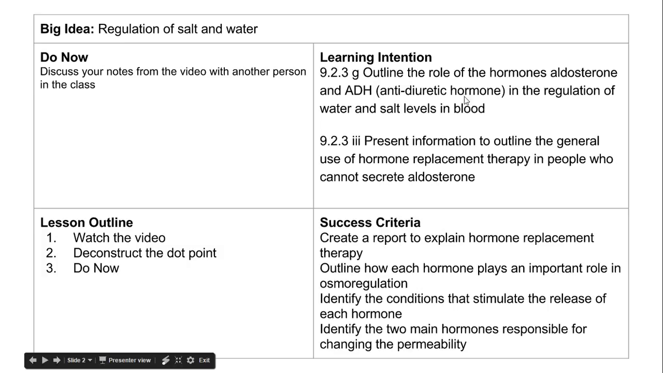In this video, we're going to be looking at how our body regulates salt and water, and that's through the release of two hormones that we're going to look at. And then we're going to look at how some people, if their body cannot produce those hormones, what treatments there are out there to treat their illnesses.